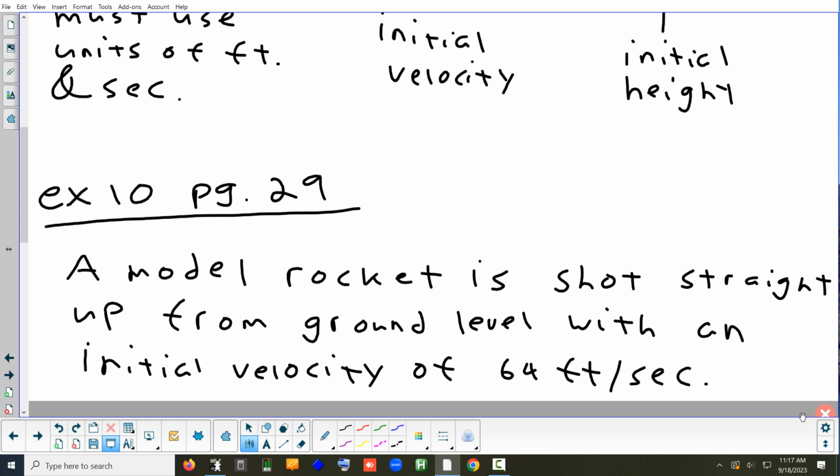So this particular problem is about a model rocket, and this one's going to be shot straight up. This is going to come straight back down.